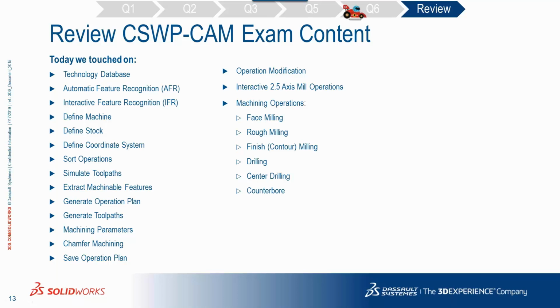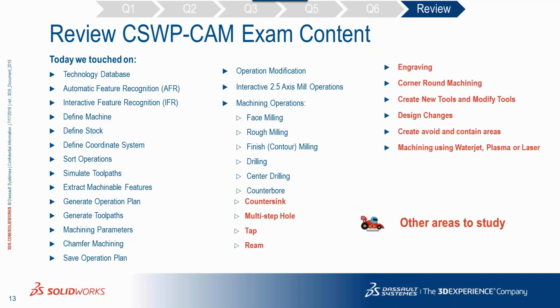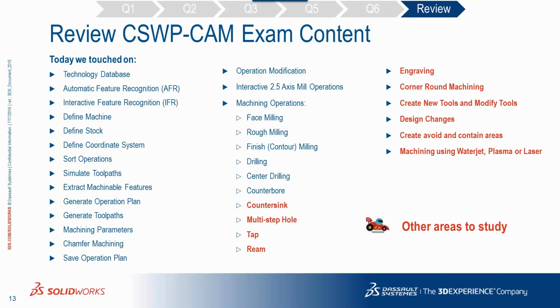Now, this is just what we touched on today. There's still other areas for you to study, and that would be countersink, multi-step hole, tapping, reaming, as well as engraving. You'll see questions on the exam where, instead of chamfering, you might receive a question for corner round machining or fillets. You want to make sure you are very well versed in the technology database where you can go in there and you have no problem creating a new tool, as well as modifying any of the existing tools in there.